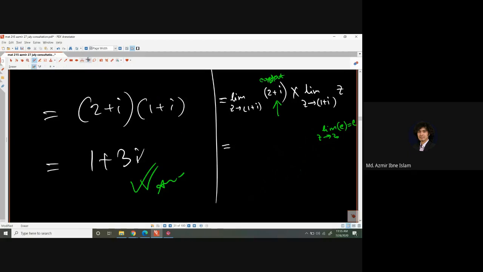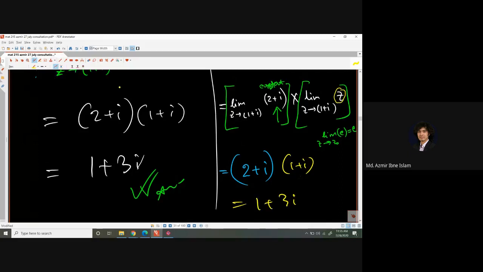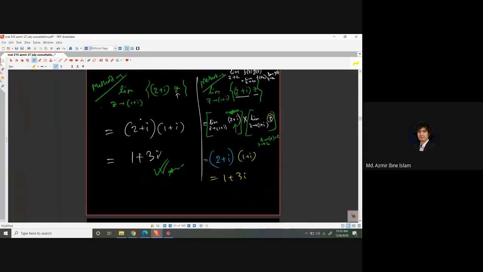So that means we can write, for the first limit, let's group this. We have a total of 2 limits here. For the first part, which one will be the answer? 2 plus i. And then the limit of z, where we have z, we input 1 plus i. Now the multiplication is 1 plus 3i. So we have actually done the same thing here, but this is the concept that is working behind it.